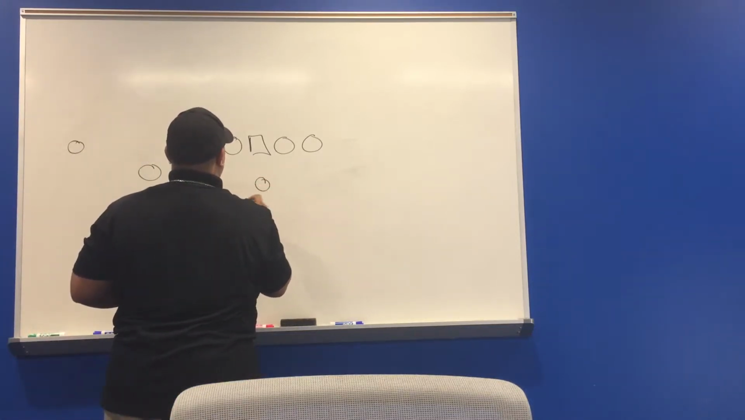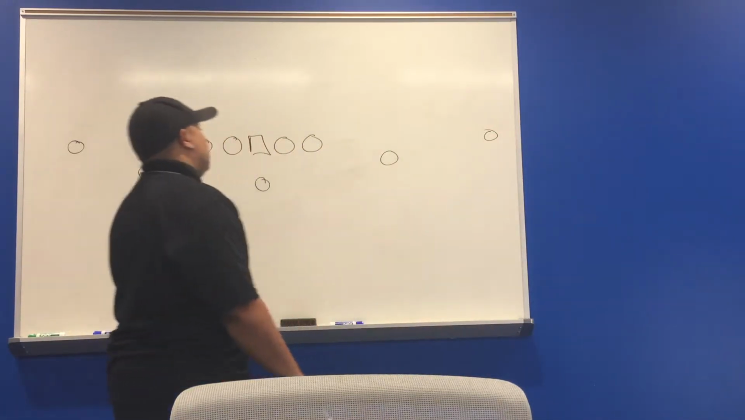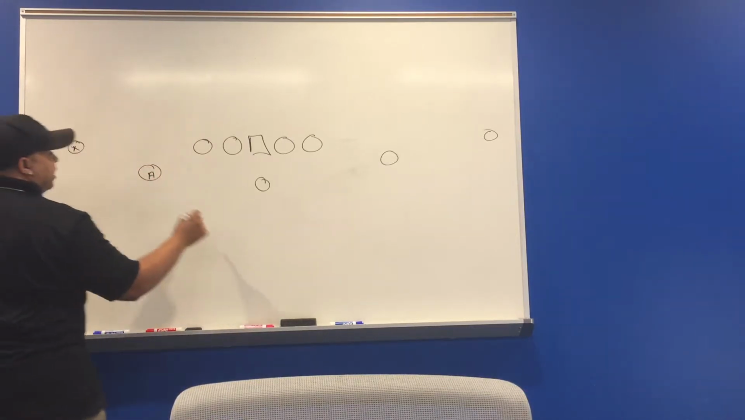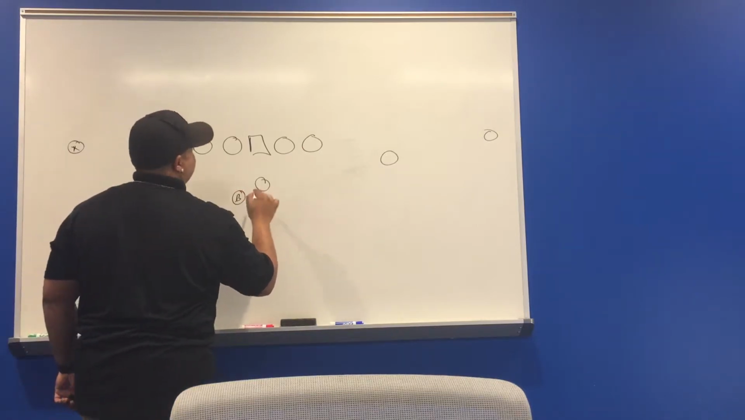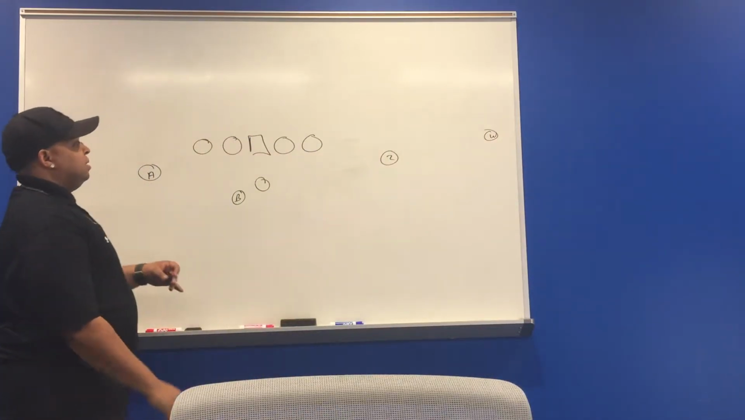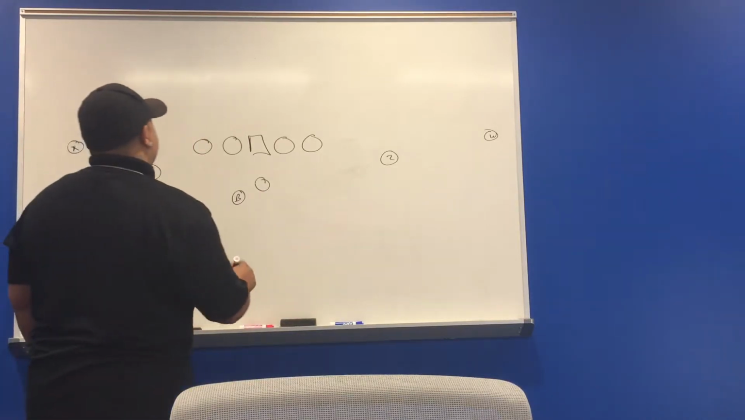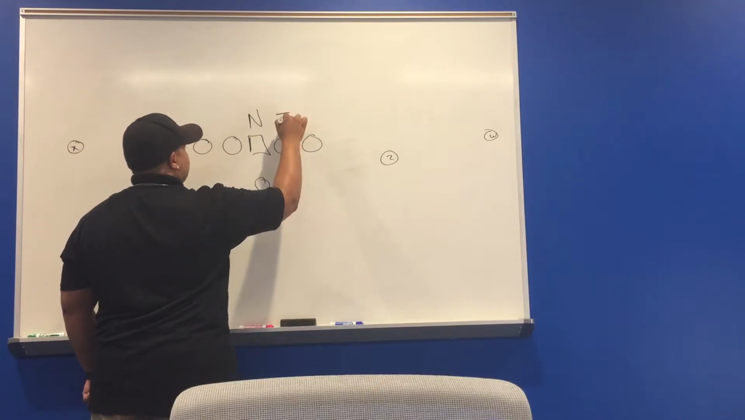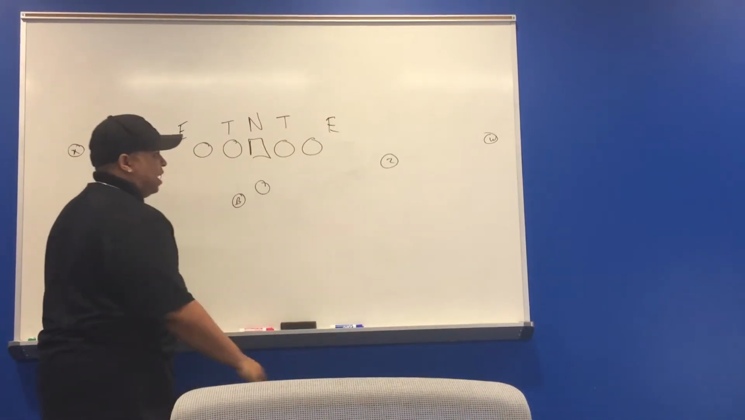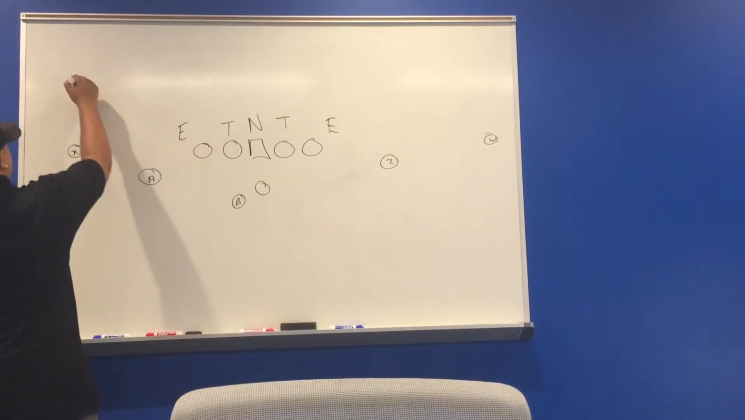Quarterback's in the gun. No problem. We'll get to the back here in just a second. So here we go. X, A, B, Z, W. Never changes. So let's say, for example, here they go. Nose, tackle, end. And again, offensive line, it's always going to be a 5-man front minimum.